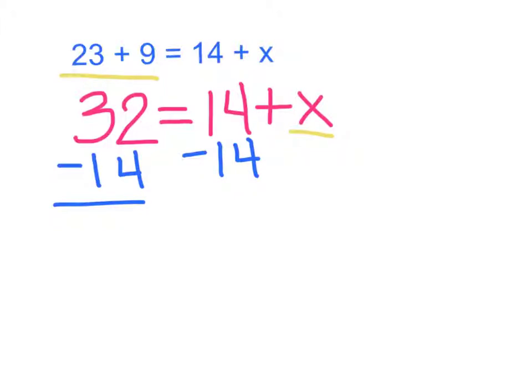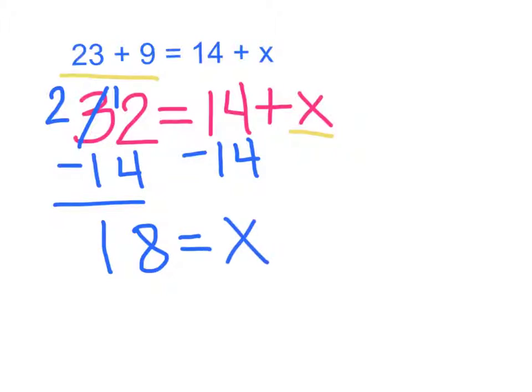So you can't take 4 from 2. You should be solving this as I am solving it. We're going to borrow from the tens place, carry over a 10. X equals 18 again. All right.